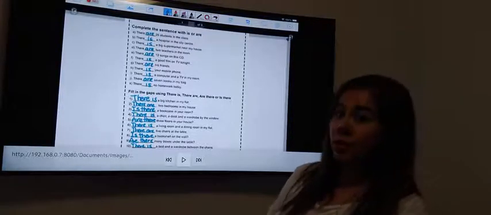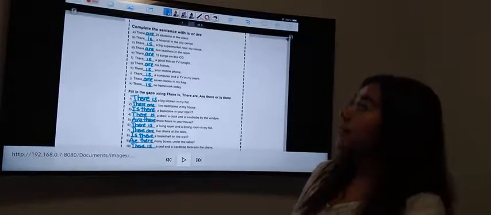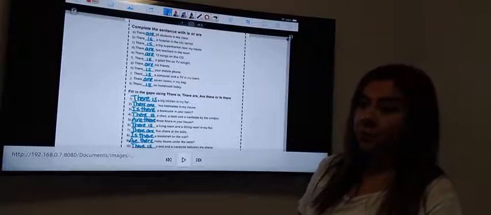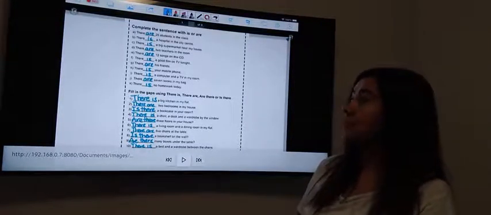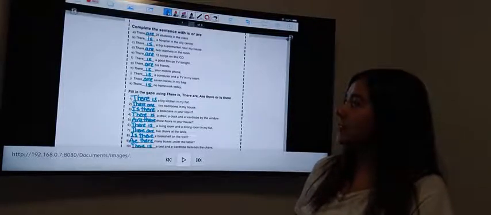So it says complete the sentence using is or are. The answers are, there are 25 students in the class. There is a hospital in the city center. There is a big supermarket near my house. There are 2 teachers in the room. There are 12 songs on this CD. There is a good film on TV tonight. There are his friends. There is your mobile phone.